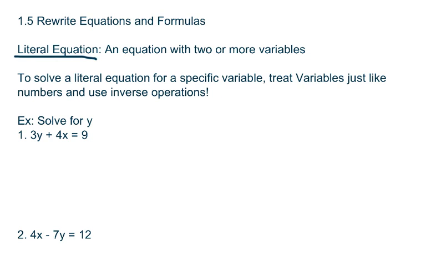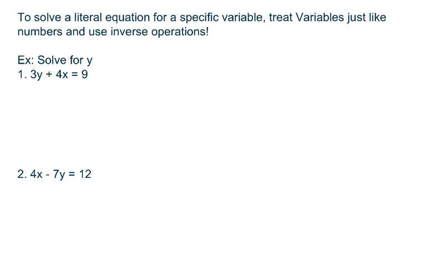To solve a literal equation for a specific variable, all we need to do is treat the variables just like numbers and use our inverse operations. So for number 1 here, we solve for y. If this equation said 3y plus 4 equals 9, we would know how to solve that. We would subtract 4 from both sides and then eventually divide by 3. But instead of having 4, we have 4x. That really doesn't matter. We just need the 4x to go to the other side.